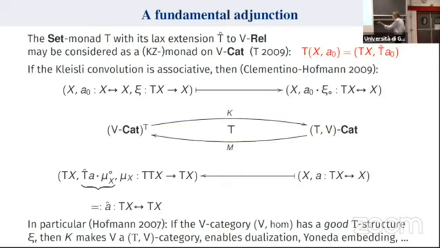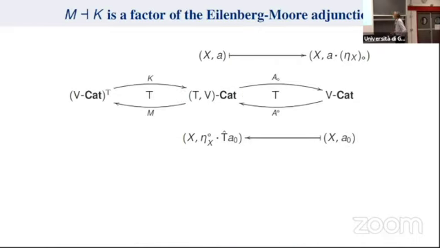And the amazing thing that Hofmann did in his 2007 Advances paper is, if you take V with its internal Hom, and you put a good T-structure xi on this, then V becomes a TV-category, and things flow from there. But I won't dwell further on this. This is really his subject, so why should I give his talk? And another reason why this is important is, this adjunction K-M is a factor of the Eilenberg-Moore adjunction. K involves the monad multiplication, M involves the monad unit, and the composite is just the Eilenberg-Moore adjunction.